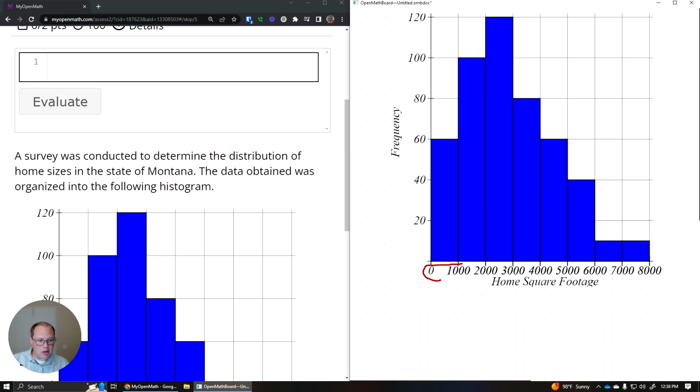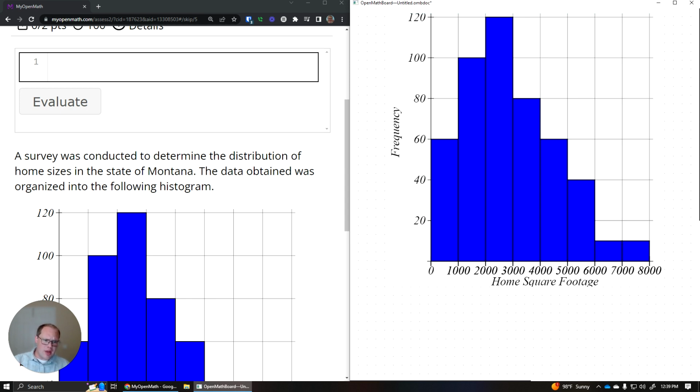So this bar is represented by the range of values between 0 and 1,000. This bar here is represented by the values between 1,000 and 2,000. This bar here are the values between 2,000 and 3,000. So we use histograms especially when the data we're dealing with is quantitative continuous data. So we're dealing with ranges of values instead of just a few specific values.